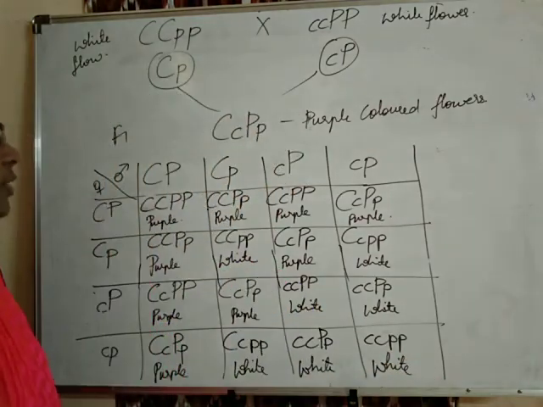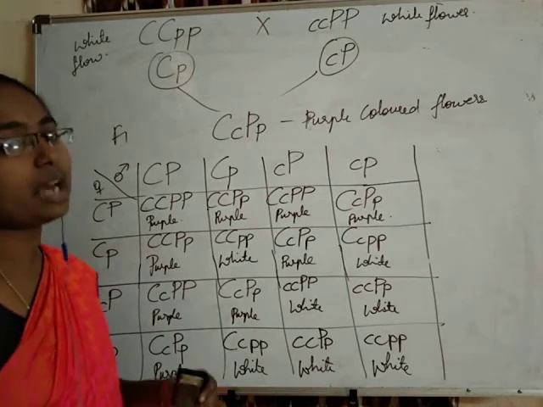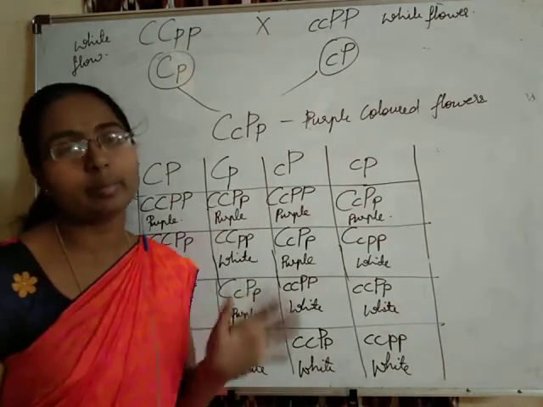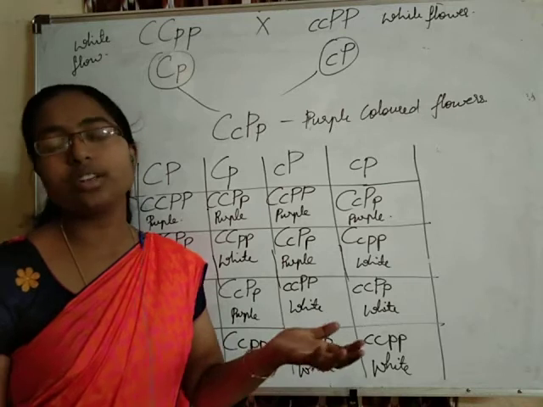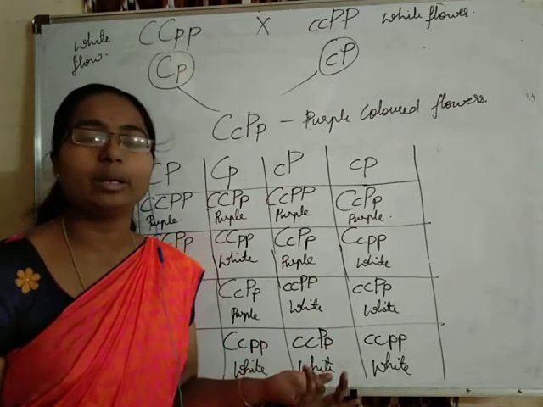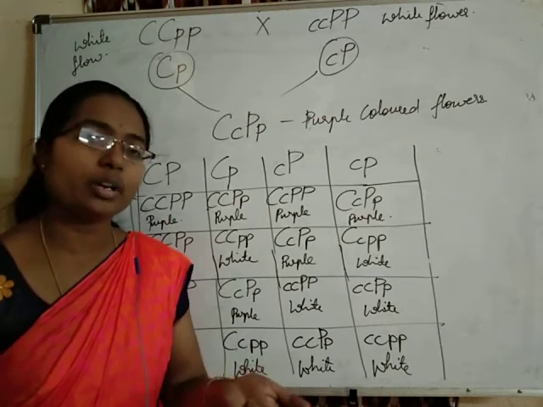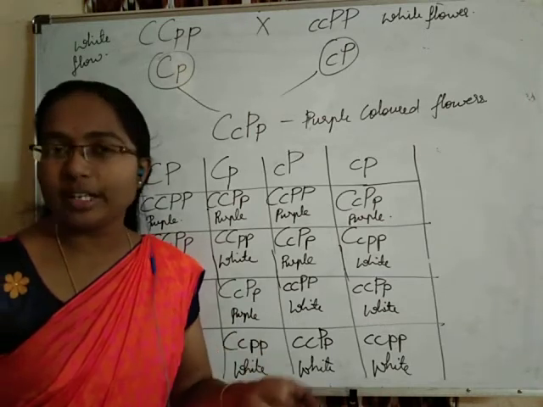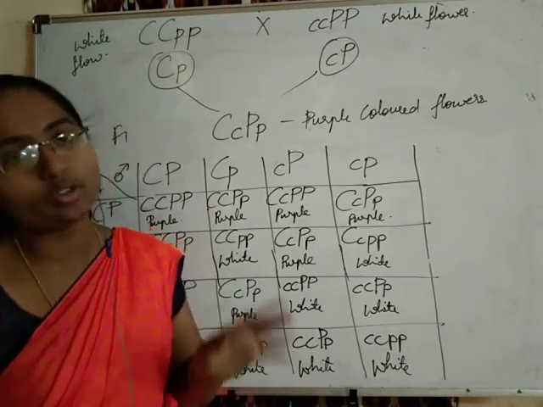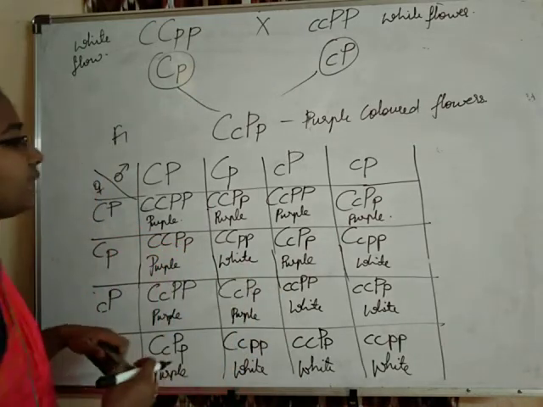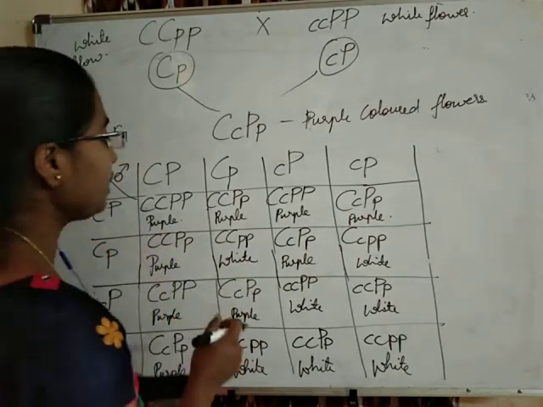So in this way, if both capital C and capital P are present, then it would be a purple colored one. If any of those are not dominant, then it will be a white colored flower only. Even if there is capital C but no capital P, white. If capital P is present but no capital C, then also it will be white. So let us see the phenotypic and genotypic ratio here.